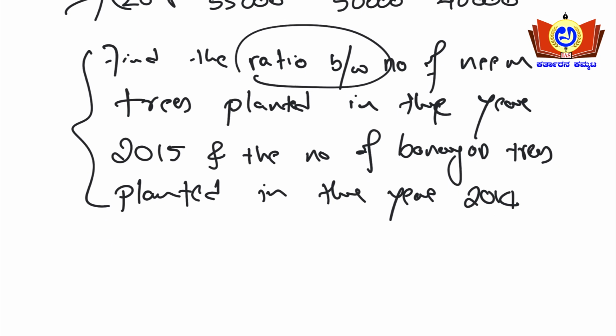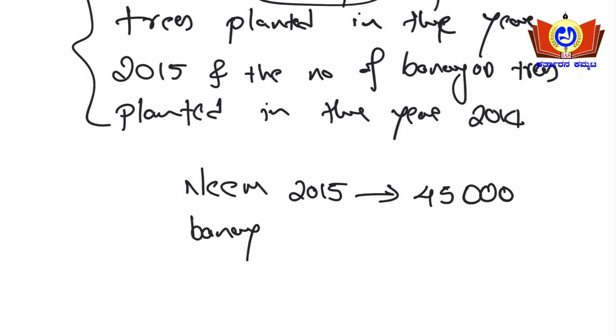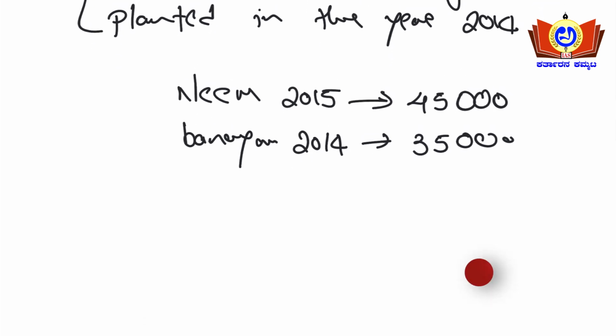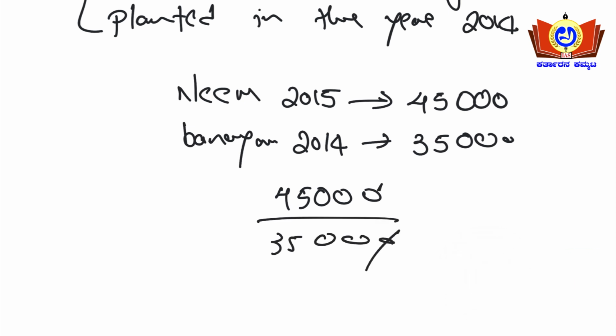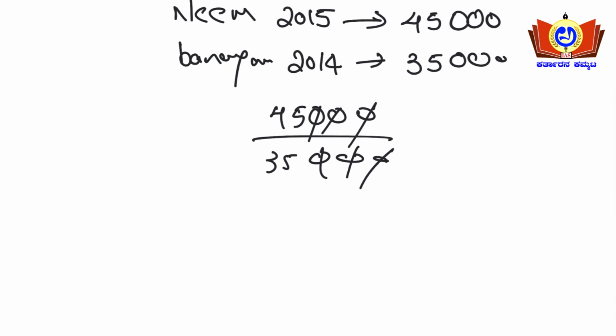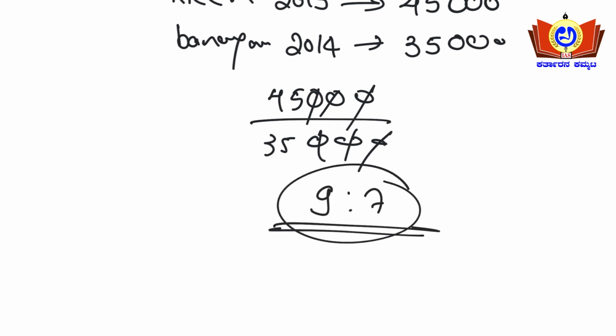The number of neem trees planted in 2015, based upon the chart, is 45,000. Yes or no? The number of banyan trees planted in 2014 is 35,000. So we need to find the ratio. It is nothing but 45,000 divided by 35,000. Simple calculation: the zeros cancel, 45 upon 35. 5 nines are 45 and 5 sevens are 35. So 9:7 is the ratio here. Such calculations will be asked in the questions.